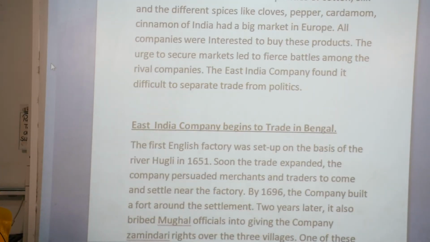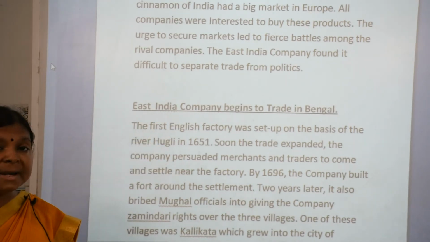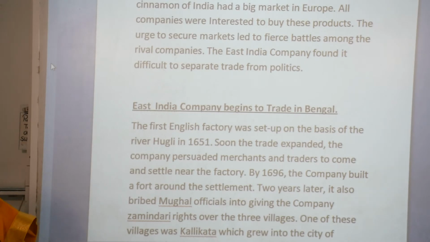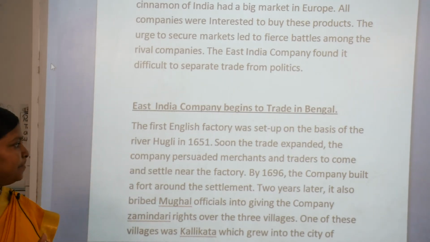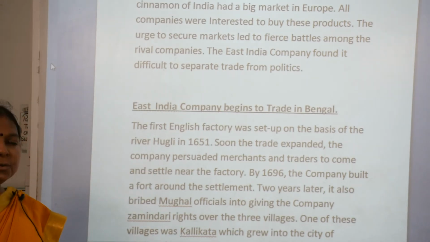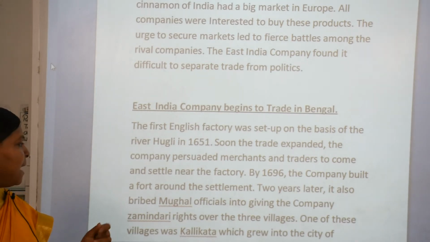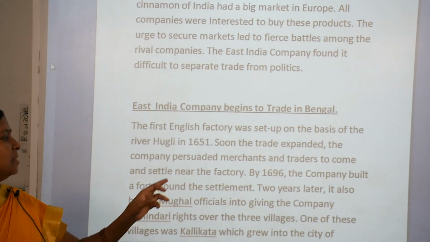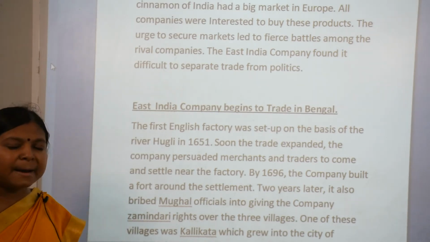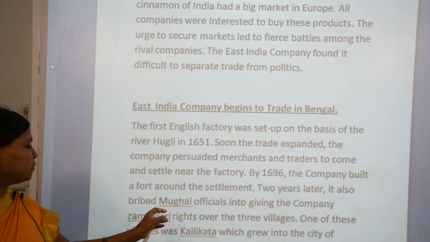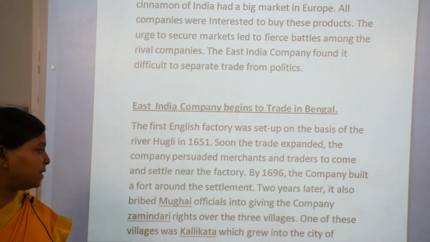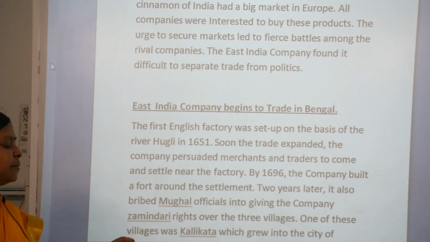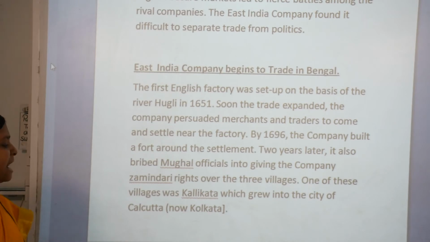Now the question comes: how did the East India Company begin to trade in Bengal? The first English factory was set up on the banks of the river Hooghly in 1651. Soon the trade expanded and the company persuaded merchants and traders to come and settle near the factory, so it was easy for them. By 1696, the company built a fort around the settlement for security, and two years later it bribed Mughal officials into giving the company zamindari rights over three villages. One of these villages was called Kalikata, which grew into the city of Calcutta. Now it is called Kolkata.